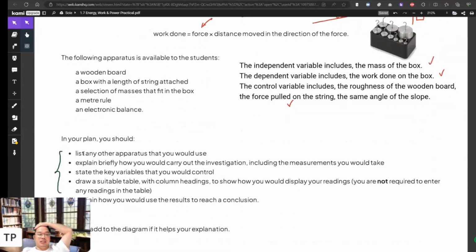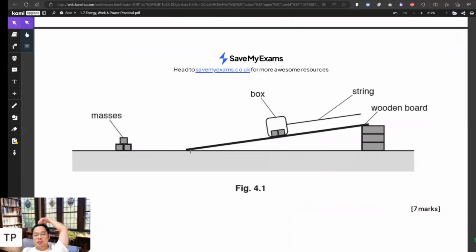Okay, list any other parameters you would use, any other parameters. So this is one thing you need, okay? According to the given diagram here, we are already provided the slope, like wooden slope, the string, the box, and the masses.